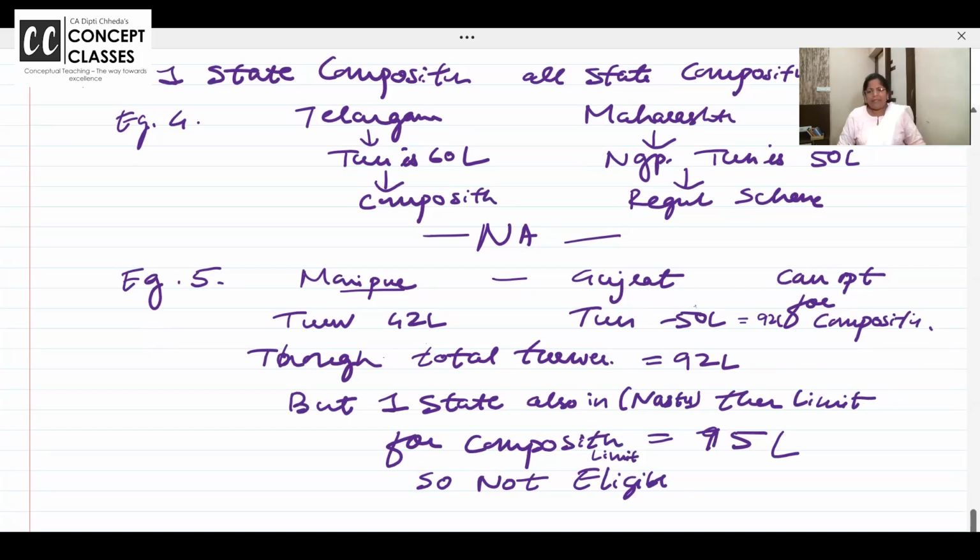For composition, the limit of turnover is 75 lakhs and he is not eligible. This will be super clear when I teach you sections 20 to 24 for registration. There also it's like that. For these 8 states, the registration limit is low, 10 lakhs. So one of it is also in the NAS2, no? For all India basis, the registration limit is 10 lakhs and above.